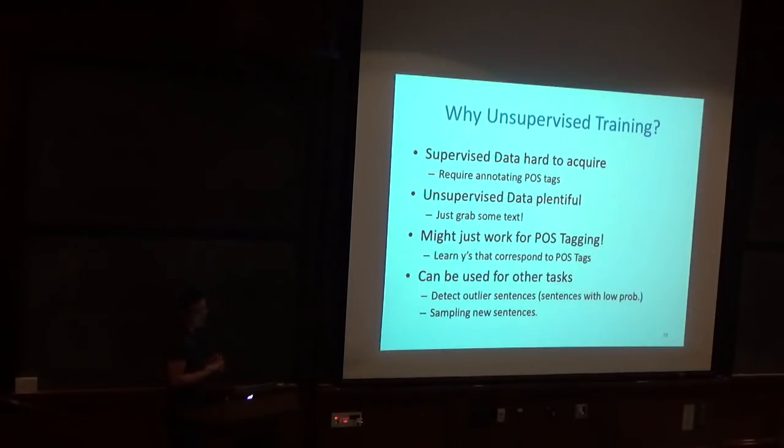Supervised data is sometimes hard to acquire. It would require annotating the part of speech tags. Unsupervised data is much more plentiful than supervised data. Just download some text from, let's say, Wikipedia. And there might be other tasks that we want to use this model for. For example, we can sample new sentences.